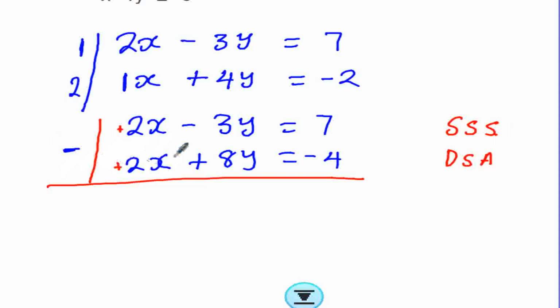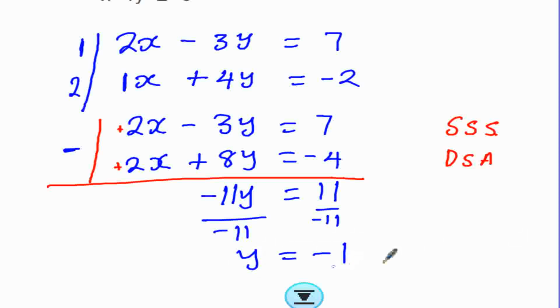So we are subtracting, and when you subtract 2x minus 2x, it gives you 0. Then we subtract negative 3y minus 8y. That will give us negative 11y is equal to 7 minus negative 4. It gives us 11. And then to find the value of y, you have to divide by negative 11 on both sides. So y is equal to negative 1.